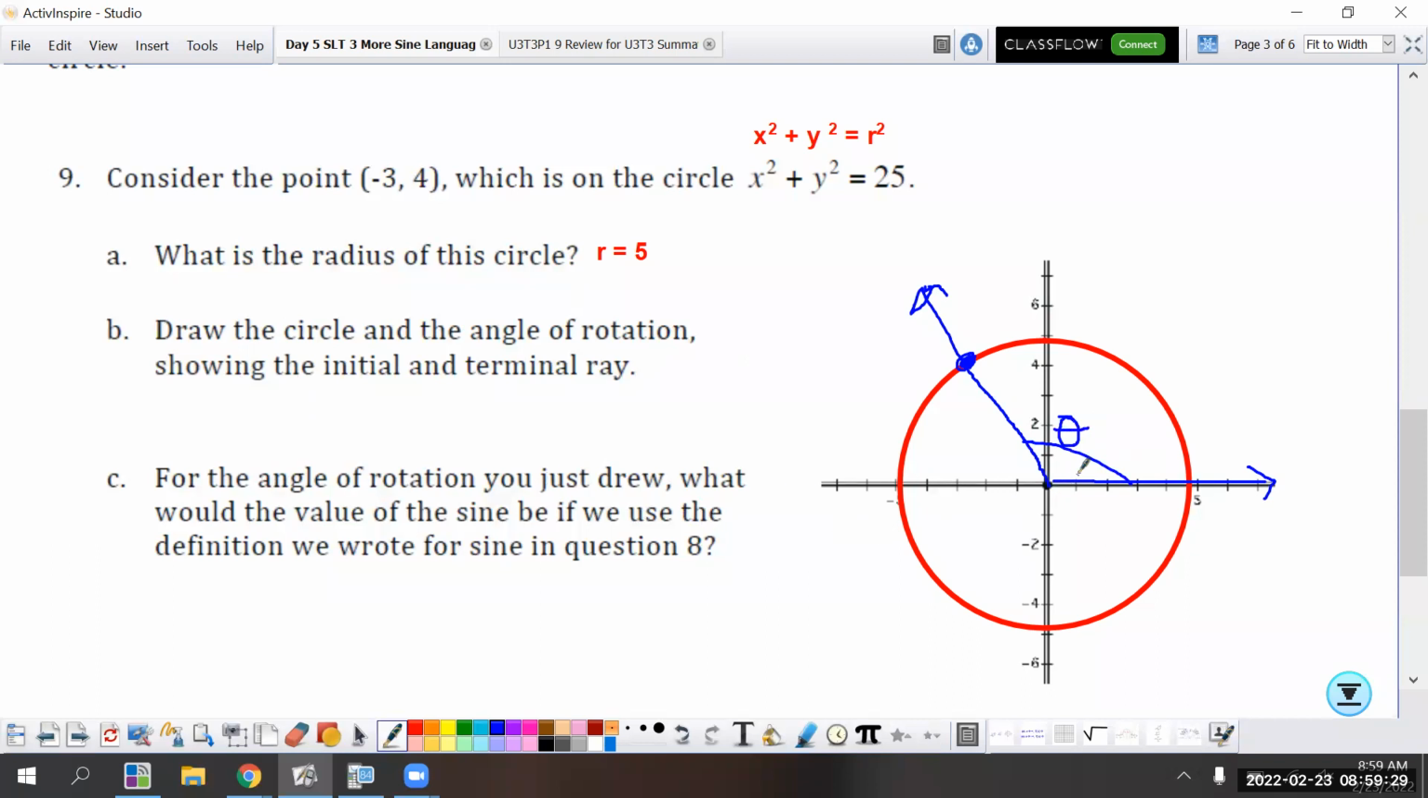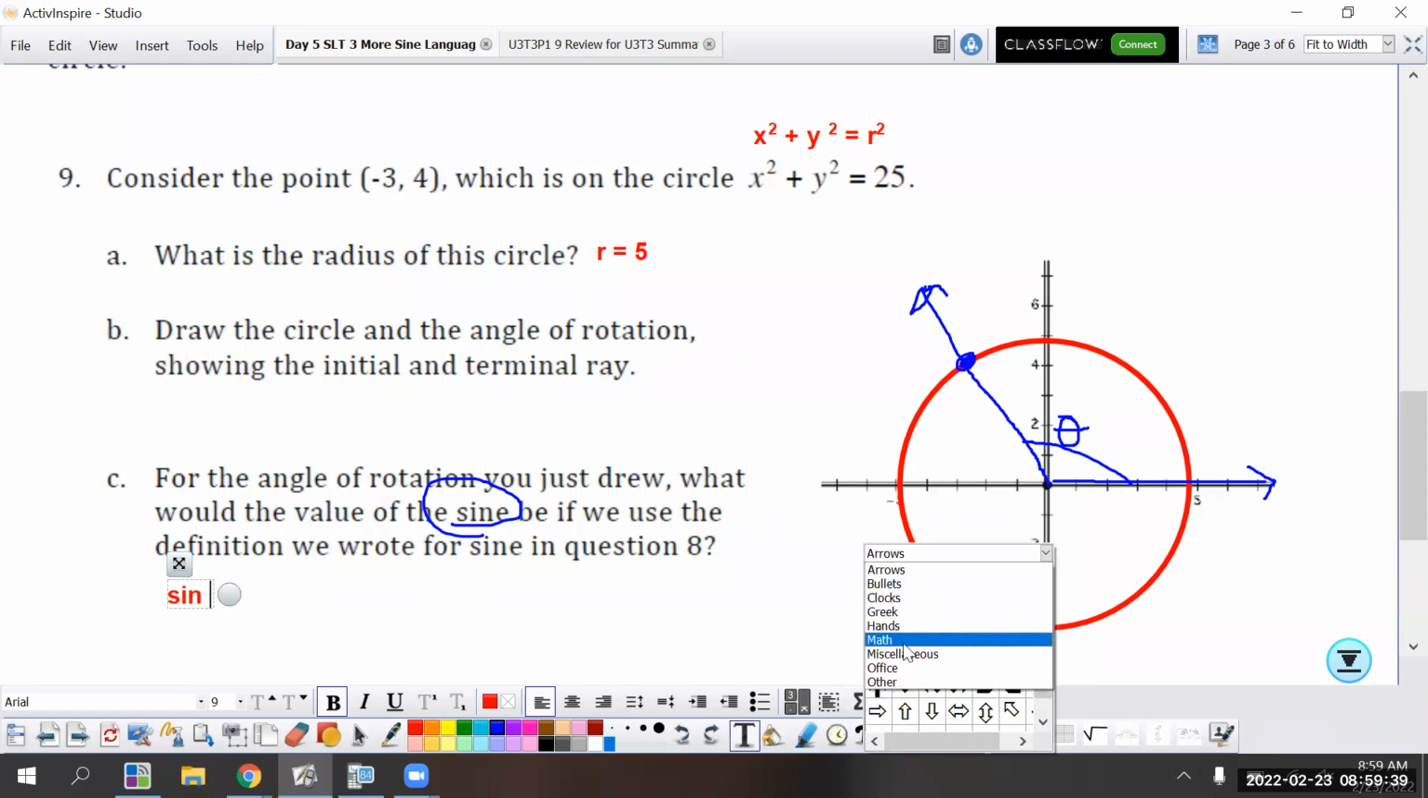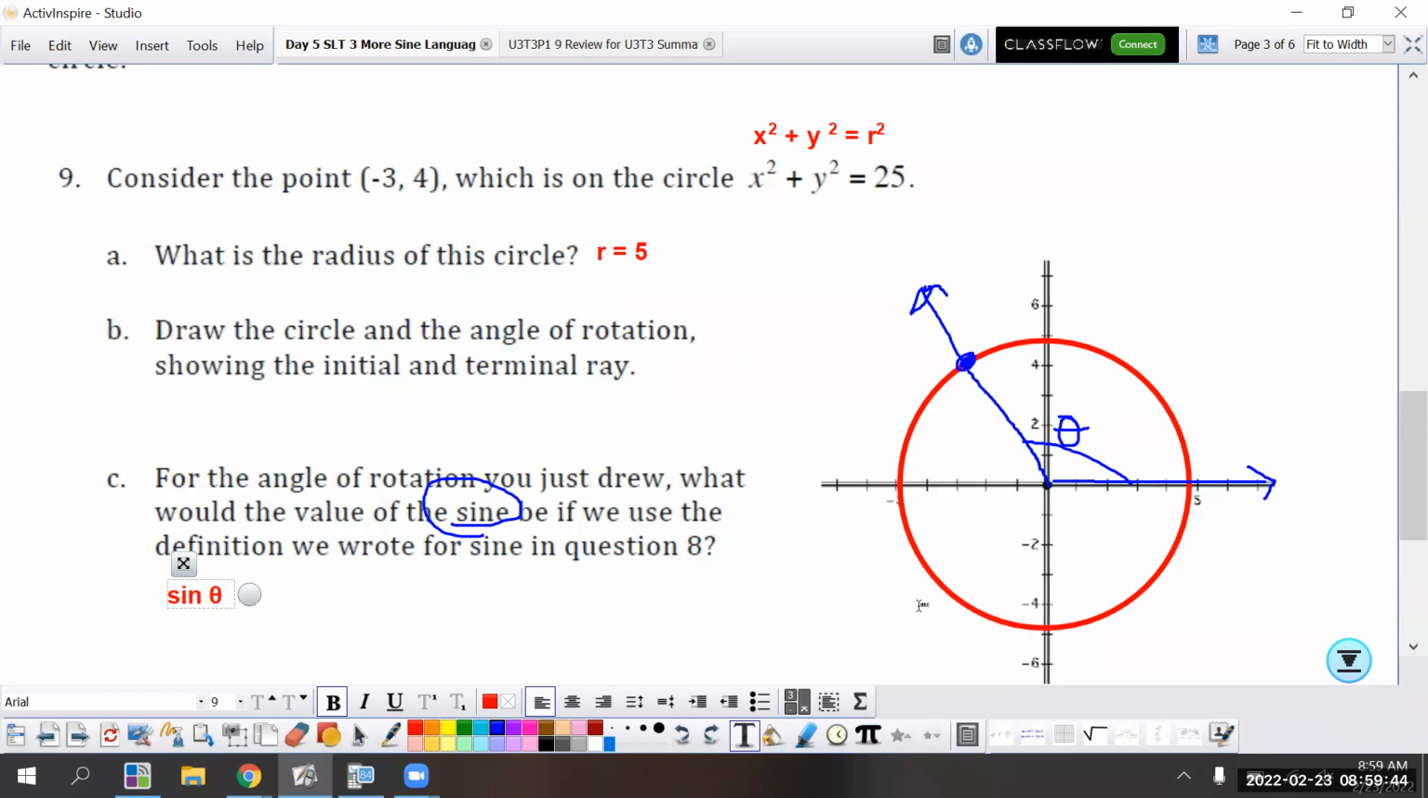For the angle of rotation, which I just drew, what is the sine ratio? You're going to say sine of theta. Sorry about this. All right, sine of theta is, what is your fraction? Okay, so you should have had 4 over 5. All right, 4/5.